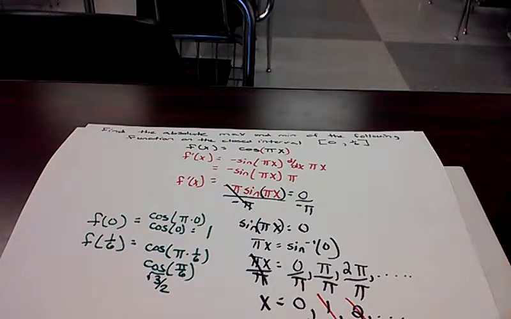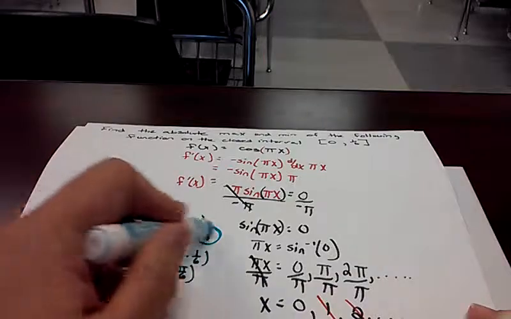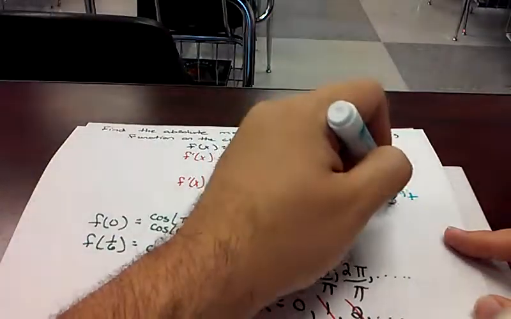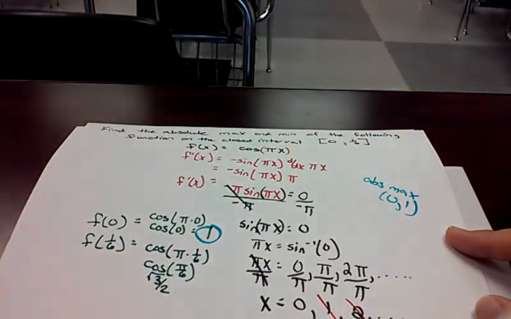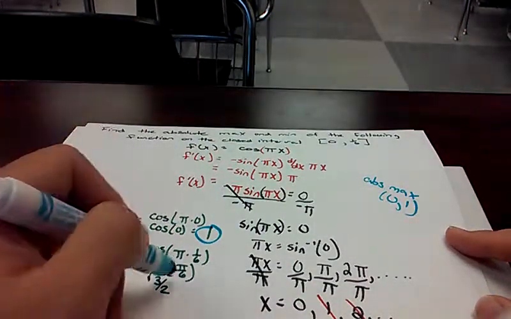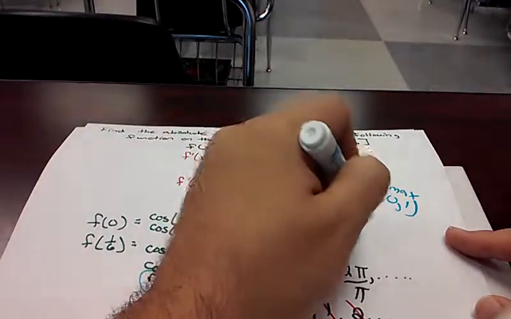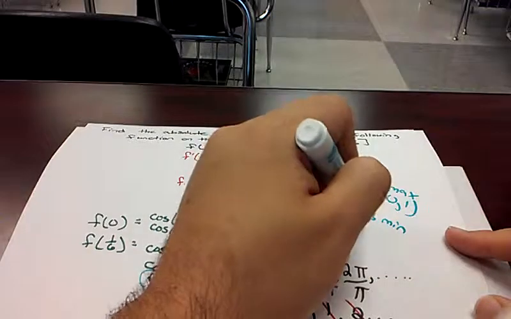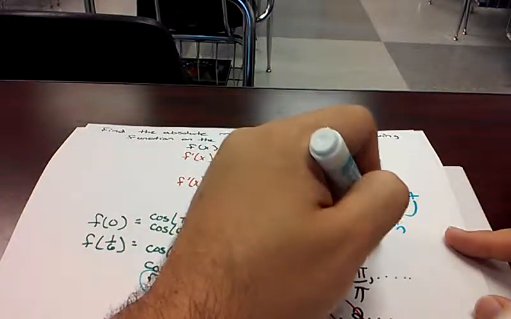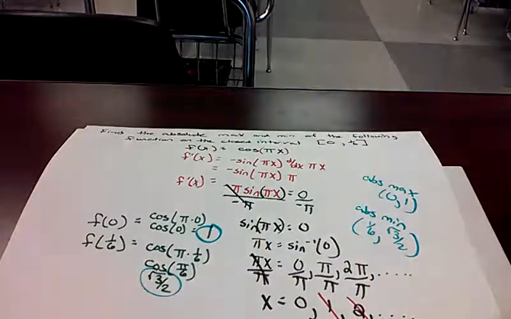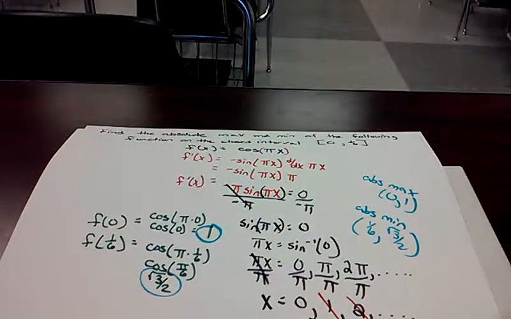So now look at your values. The biggest number, which in this case would be the 1, that would be my absolute max. So my absolute max is at the point (0, 1). And then my absolute min would be the lower number. And that is a small number, that's like 0.8. So this is the absolute min. It would be at (1/6, square root of 3 over 2). And so that would be my absolute max and my absolute min.